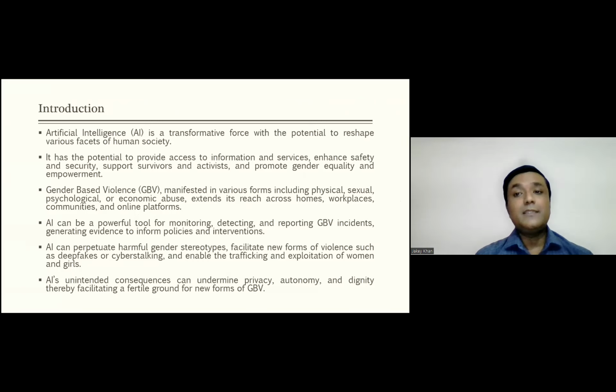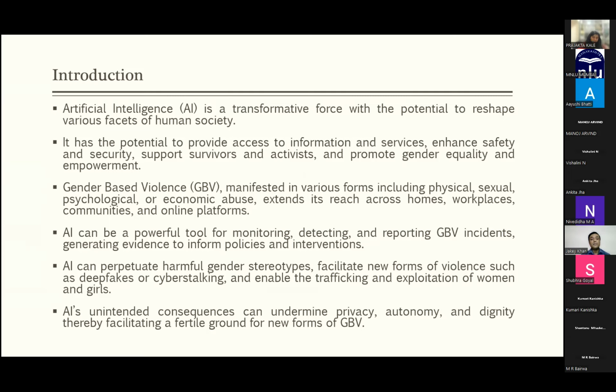Intelligence is different from autonomy, ma'am, because intelligence has the potential to learn, it can plan, and moreover, it can apply decisions on its own without any intervention. As such, it has the potential to provide access to information and services, enhance safety and security, support survivors and activists, and promote gender equality and empowerment.